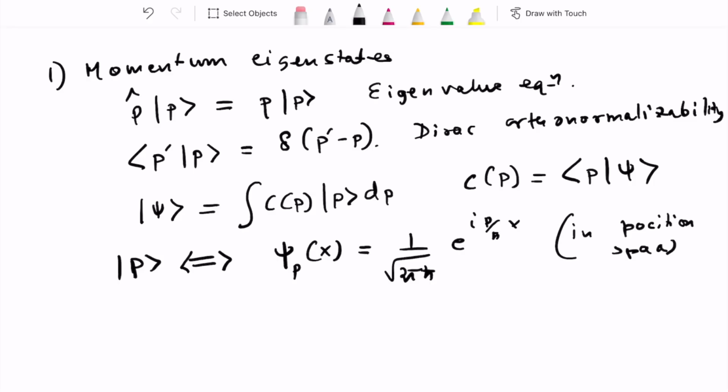And notice that I did not put an equal sign between the ket |p> and psi_p(x), because they are not really equal. psi_p(x) is a representation of the ket |p> in a particular basis, in position space.